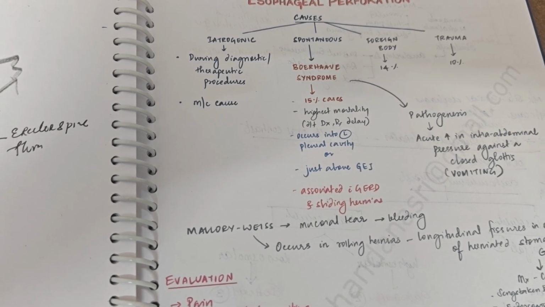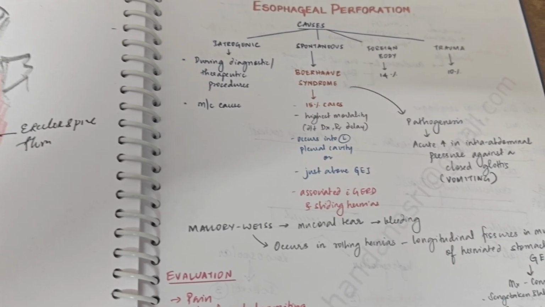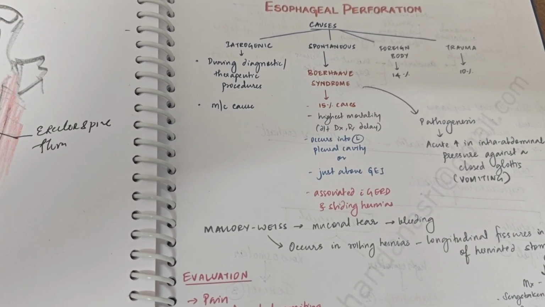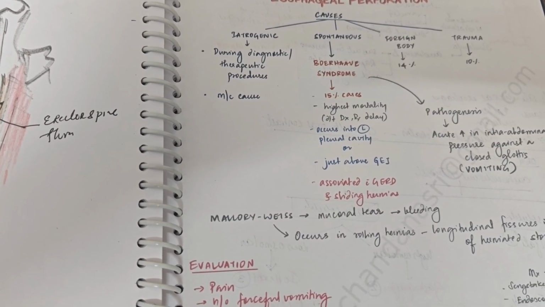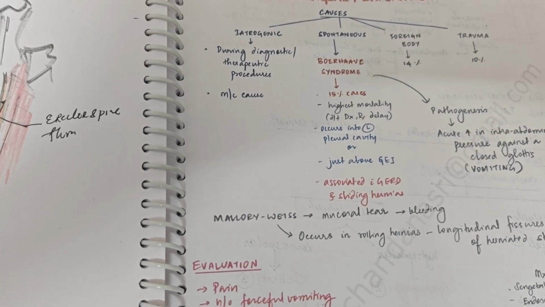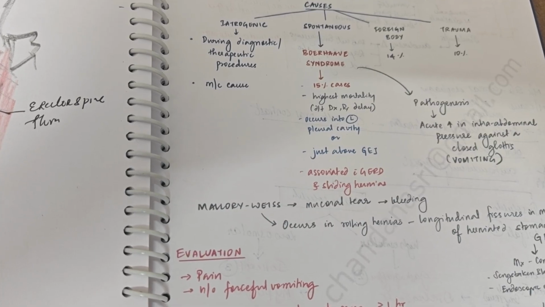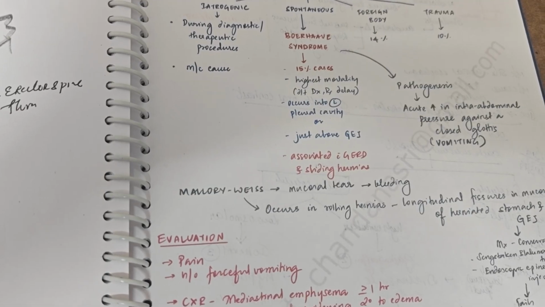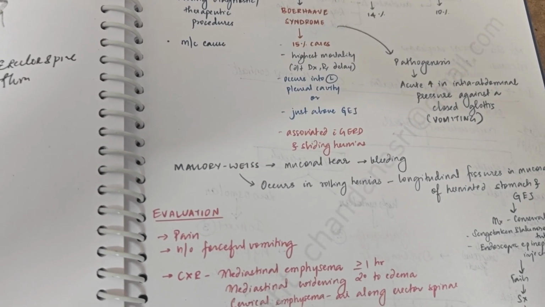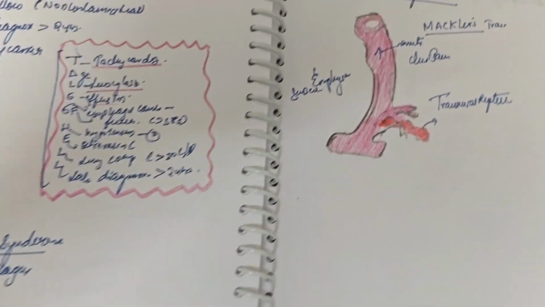In Boerhaave syndrome, it is seen in 15% of cases, and it has the highest mortality. It is due to a delay in diagnosis and treatment. It occurs into the left pleural cavity, just above the GE junction, and is associated with GERD and sliding hernia. What is the pathogenesis? The pathogenesis is an increase in intra-abdominal pressure against a closed glottis. What is it trying to tell us?